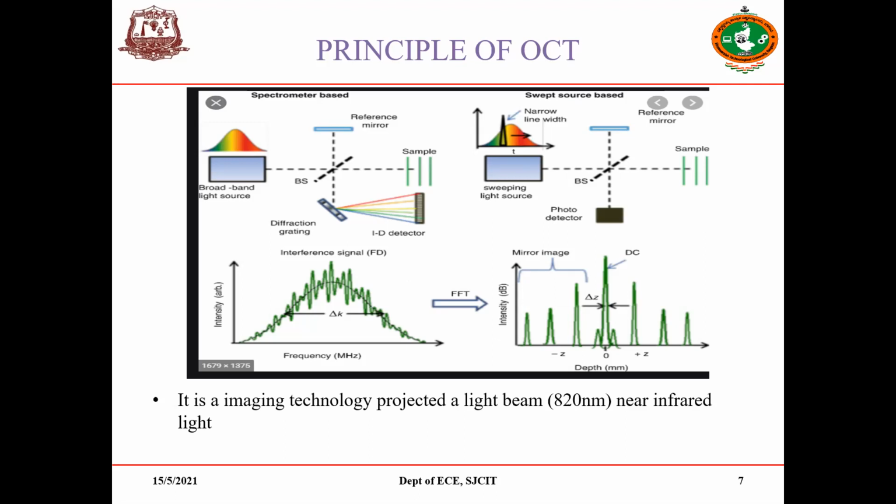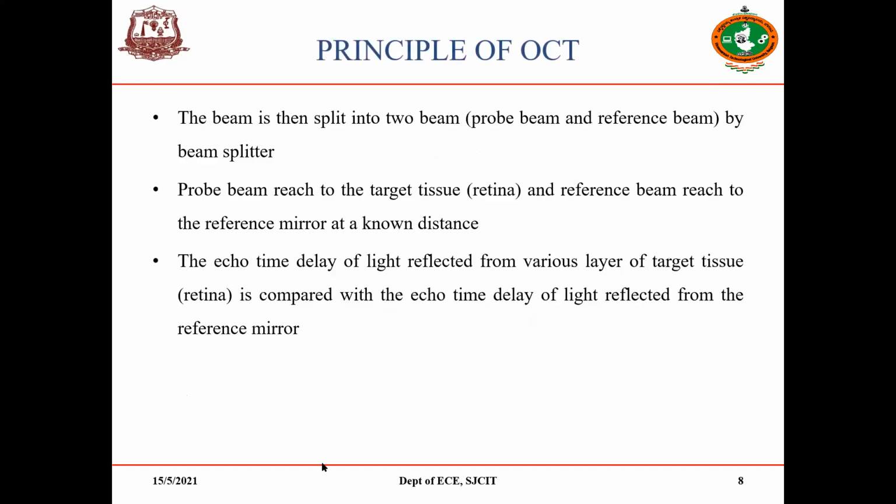Actually, the echo time delay of the reference mirror is compared with that of the target tissue. Positive interference is produced when the light reflected from the target tissue and the reference mirror arrives together. The interference is measured by a photodetector, which produces a range of time. And finally, the interferometer integrates the data points over one depth to construct the tomogram.